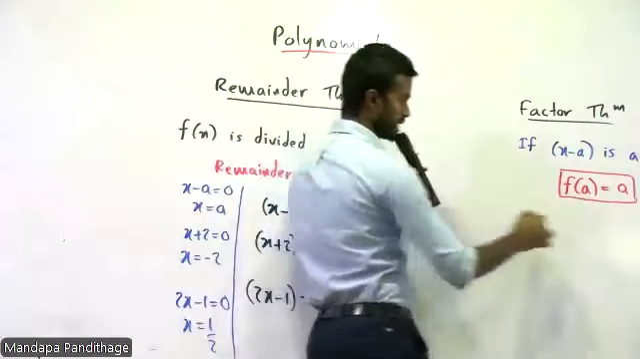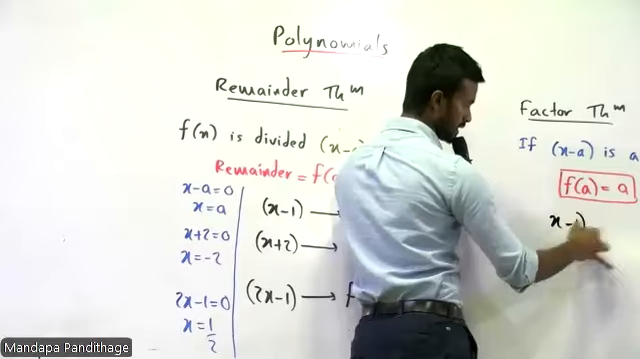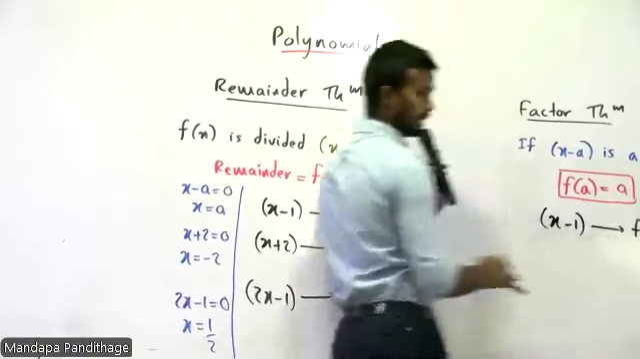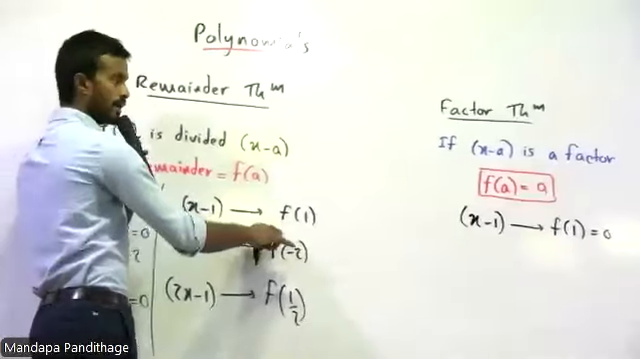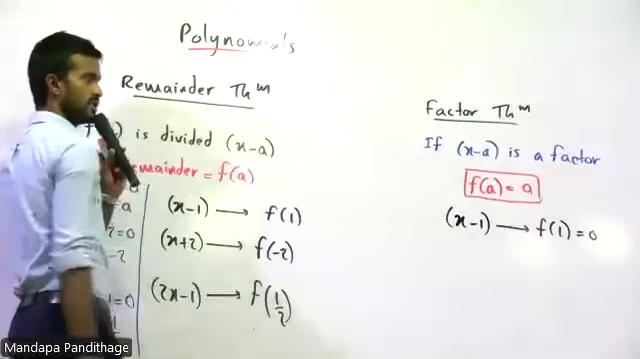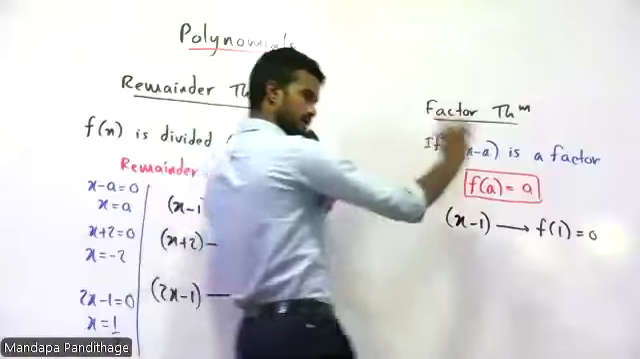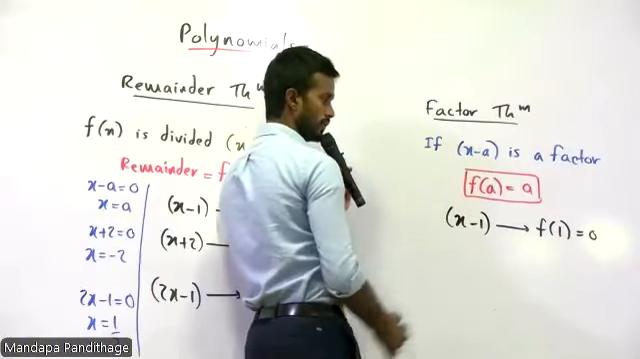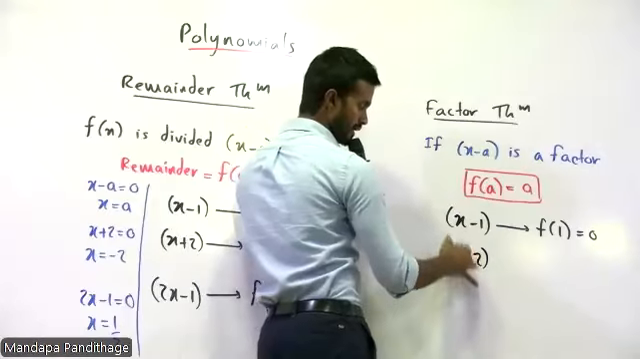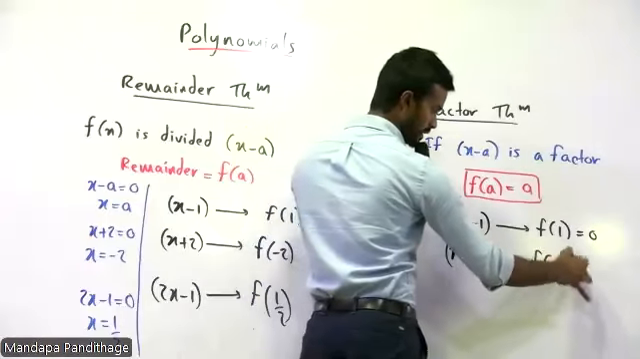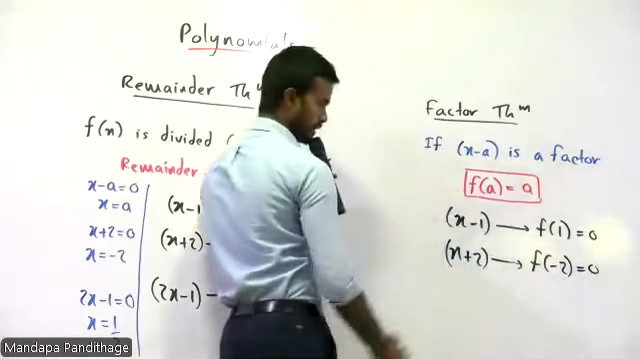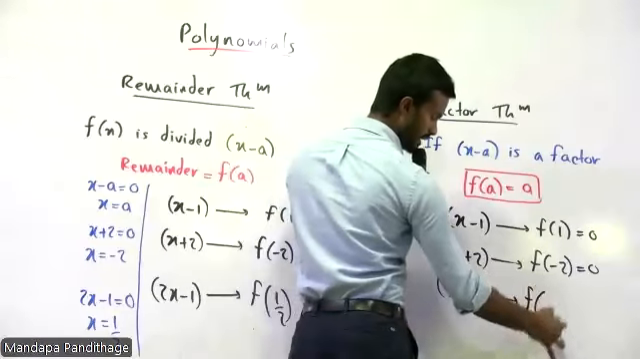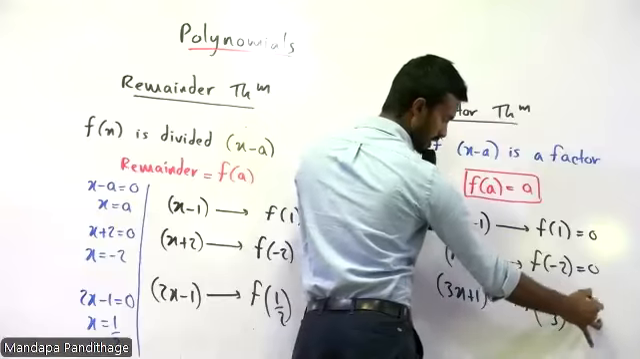So if x minus 1 is a factor, then I can say f(1) is equal to 0. Same drill. Here the remainder was f(1), and in this case that remainder is equal to 0. So how did I get this one? Same story: the x value such that this divisor is equal to 0. If x plus 2 is a factor, then I can write f(minus 2) is equal to 0. If I consider 3x plus 1 to be a factor, then this remainder f(minus 1 over 3) becomes 0.